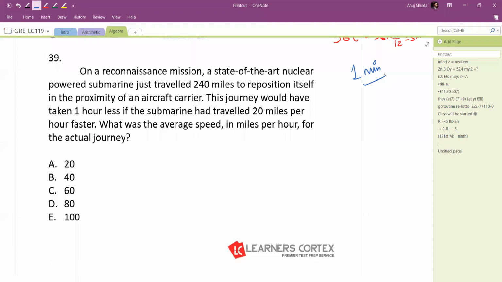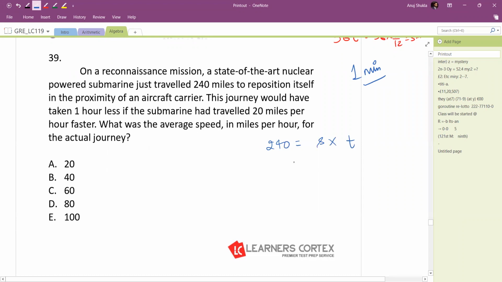Saw the schedule? Okay. Now check this question. On some mission, a state-of-the-art nuclear-powered submarine just traveled 240 miles to reposition itself. So distance is 240 miles. Suppose the speed is s and time is t. So distance equals speed into time.